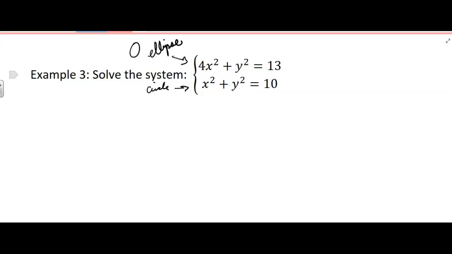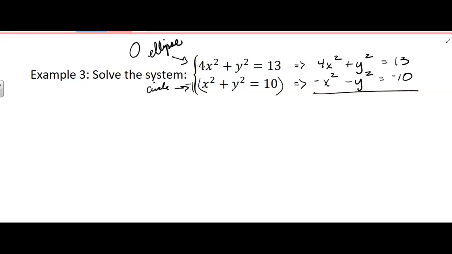So we're going to solve by the addition method. What we would like to do is either have the x squareds drop out or the y squareds drop out. So if we multiply this bottom equation by -1, we'll have the top equation being 4x squared plus y squared equals 13. That one won't change. But the bottom equation would become -x squared minus y squared equals -10.